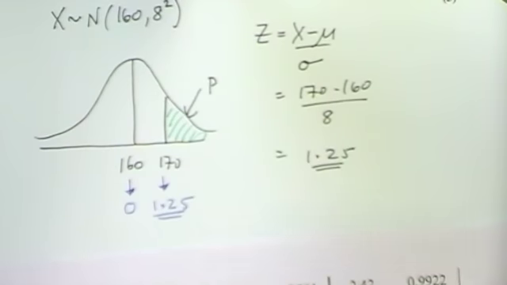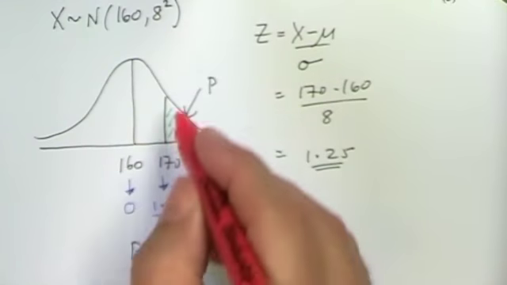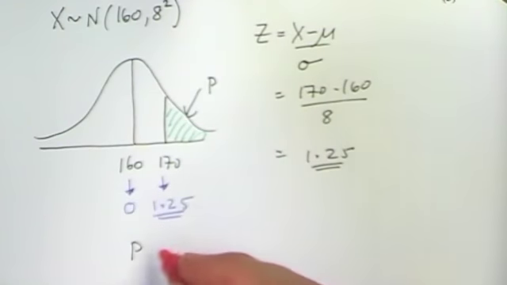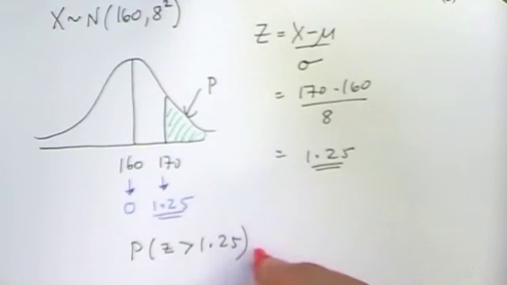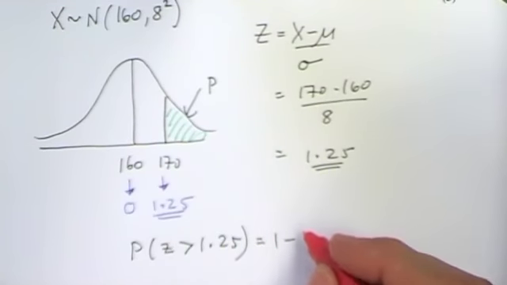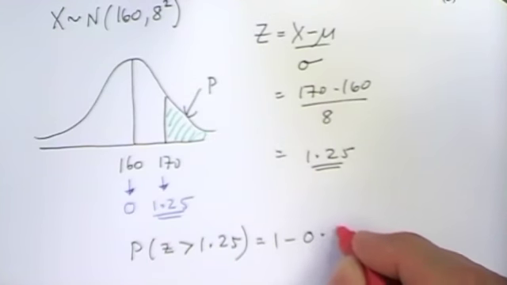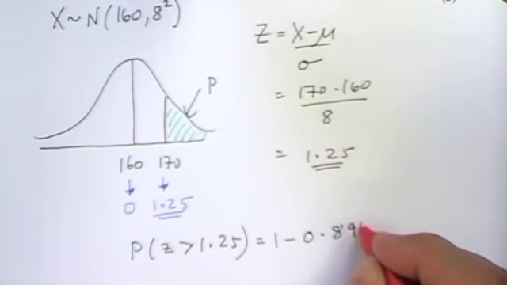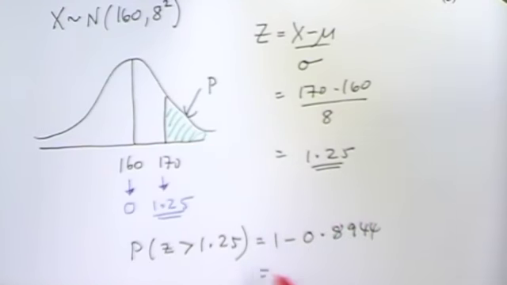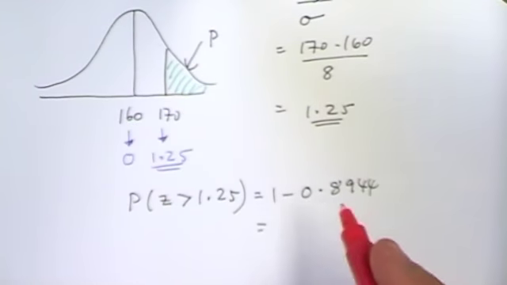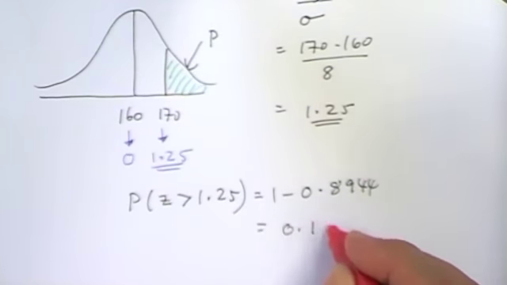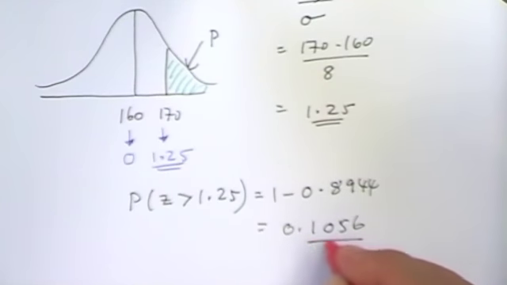You can see it's actually not that value because this is significantly less than half. So the probability of Z being greater than 1.25 is going to be 1 minus the probability which we looked up, which was Z being less than. So it's 1 minus 0.8944, and that equals 0.1056.